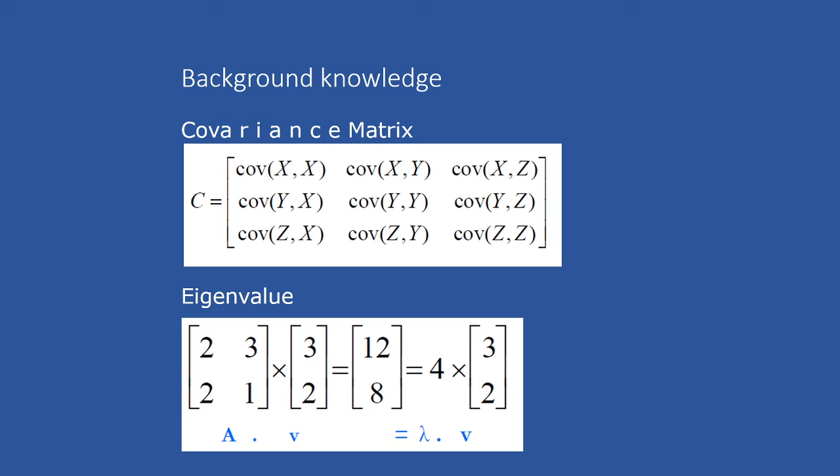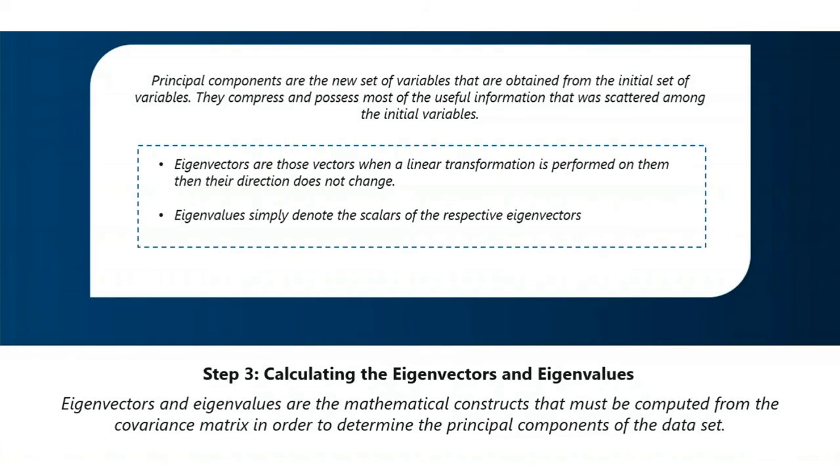Again, we are talking about the covariance matrix. Next up, we will be discussing the eigenvalues. Eigenvalues are mathematical constructs that must be computed from the covariance matrix in order to determine the principal components of the data sets. Now, when we talk about eigenvalues and eigenvectors, the principal components are the new set of variables obtained from the initial set of variables. They compress and process most of the useful information that was scattered among the initial variables.